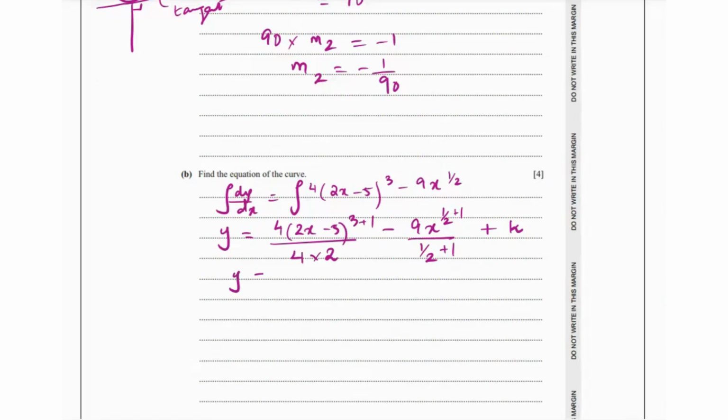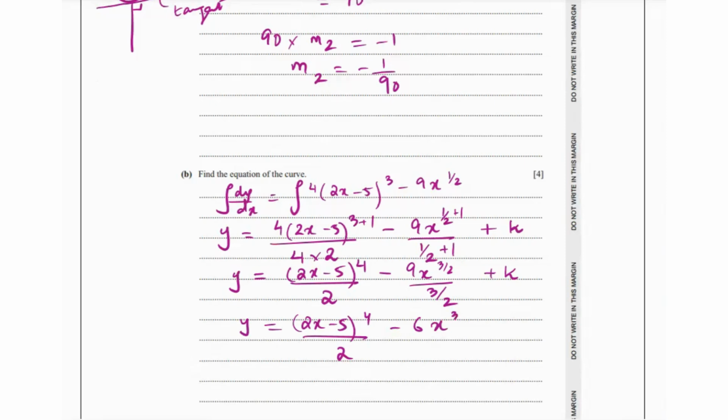So based on that, what we have is (2x minus 5) to the power 4 divided by 2, minus 9x to the power of 3 over 2 divided by 3 over 2, plus k. This will simplify to (2x minus 5) to the power 4 over 2 minus 6x to the power of 3 over 2 plus k.